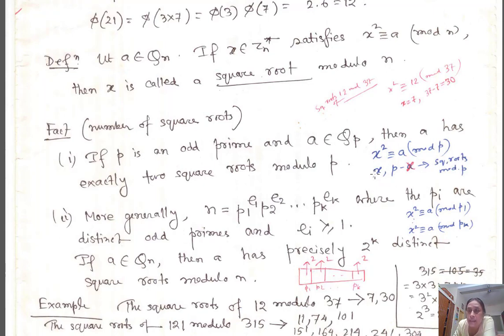Because if you get a solution x, then x is satisfying, and for p minus x, if you put p minus x here and expand it as p square minus 2px plus x square and take modulo p, then the terms p square and 2px vanish. So essentially you are getting the same congruence equation. Okay, so if A is a quadratic residue modulo an odd prime P, then the square roots of A modulo P are given by x and P minus x.